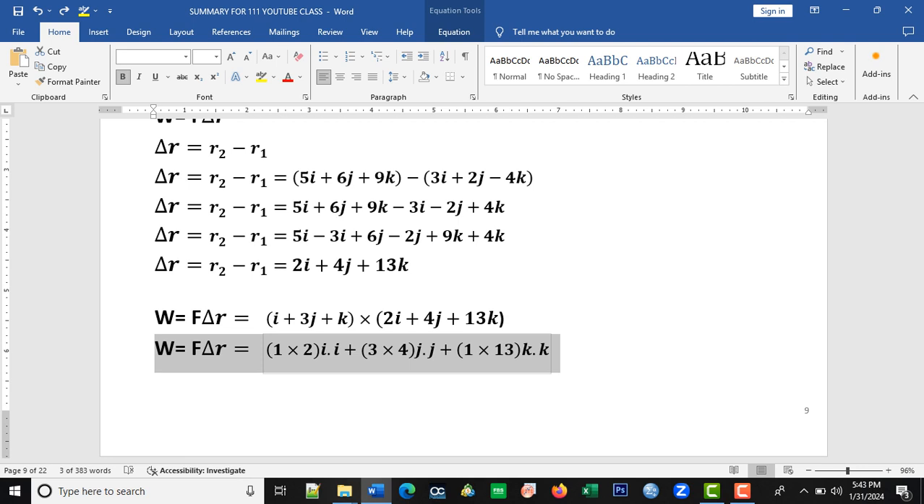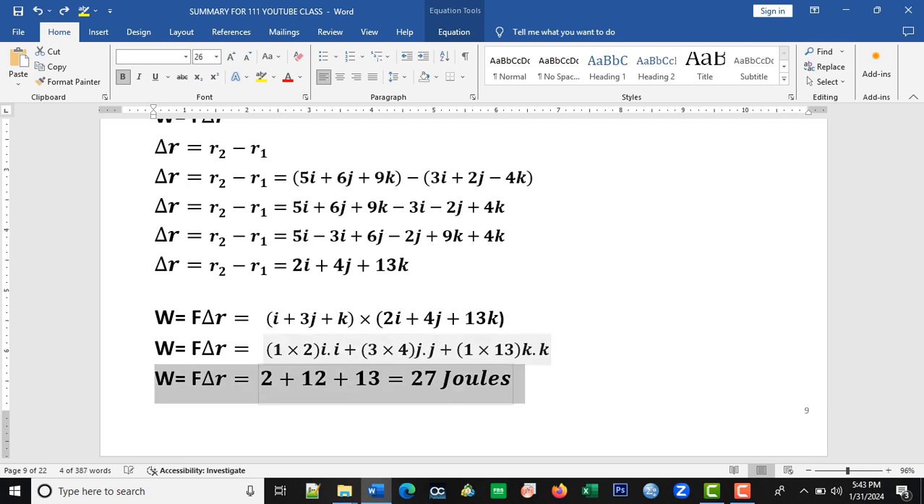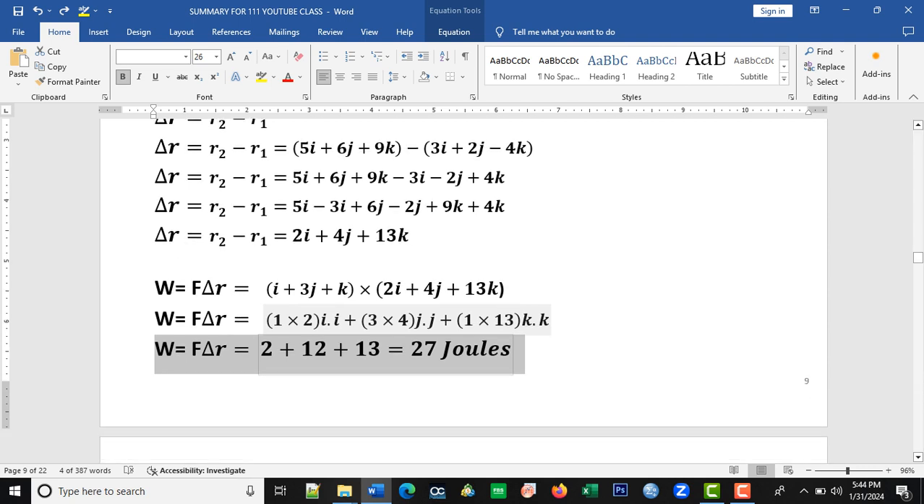So the whole of that will vanish, and we now have 2 plus 12 plus 13, which is 27 joules. So with this, we have come to the end of today's class. When you multiply the 2 by 1, you get 2 here. 3 times 4, you get 12. And 1 times 13, you get 13. You add all together, you see 27 joules.